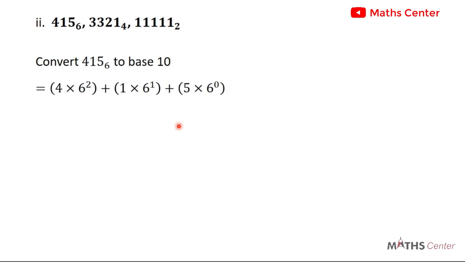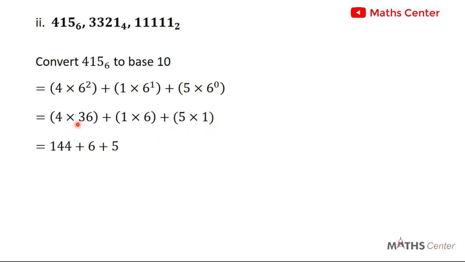You know that in converting, you multiply every digit there with the base. So 4 times 6, 1 times 6, and 5 times 6. Then you order them as you have seen here, 0, 1, 2. So in the multiplication, we have 4 times 6 squared, which is 36, 1 times 6 exponent 1 is 6, plus 5 times 6 exponent 0 is 1.